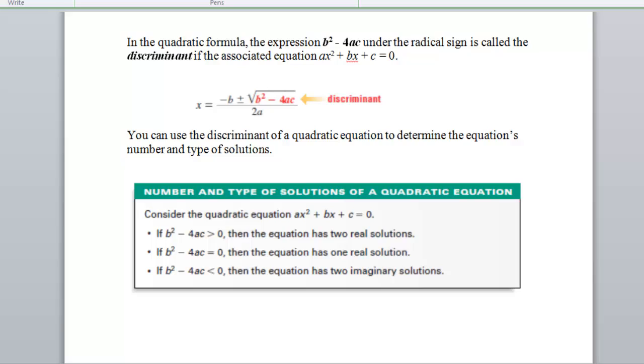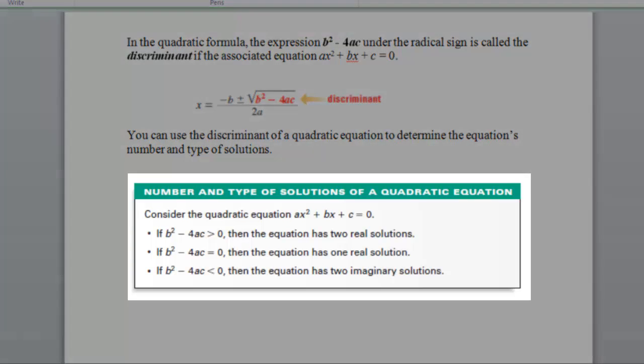The expression b squared minus 4ac, which sits under the radical portion of the quadratic formula, is called the discriminant. Now you've got to understand, we're only taking the part underneath the radical. The radical is not involved with the discriminant. So if we take the b squared minus 4ac and we just calculate that singular part, it's going to give us one of three possibilities.